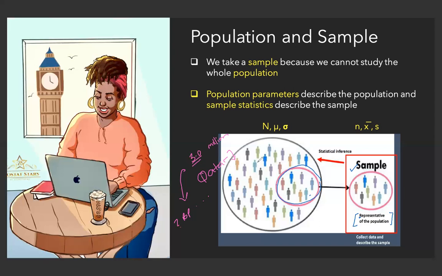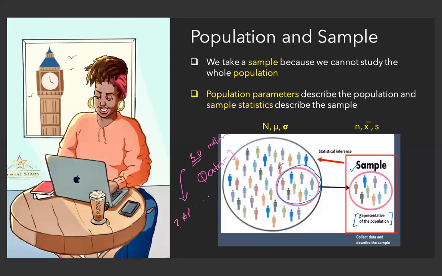Like we have people who are light blue, we have people who are dark blue, we have people who are green, who are, I don't know what color this is, and we have people who are light brown, and we have people who are dark brown. So basically there's different kinds of people in this population. So if you want to take a sample, you need to make sure that you also have different kinds of people in the sample, just like you have in the population.